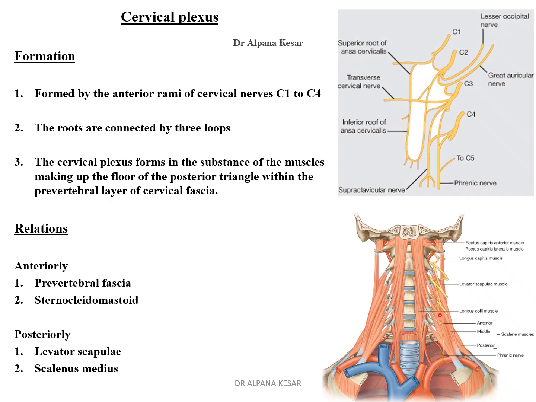The cervical plexus forms in the substance of the muscles that make up the floor of the posterior triangle within the prevertebral layer of cervical fascia. Anterior to it is present the prevertebral fascia and the sternocleidomastoid muscle. Posterior to it is present levator scapulae muscle, which is this, and scalenus medius muscle, which is this.